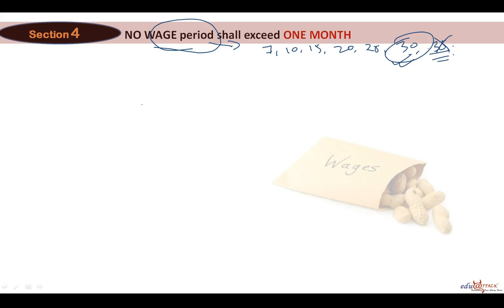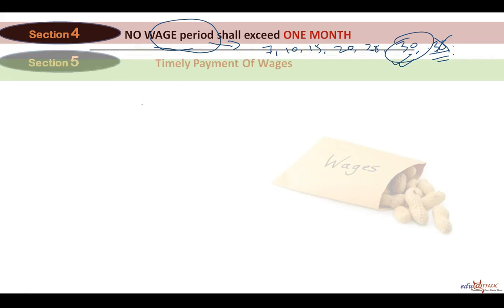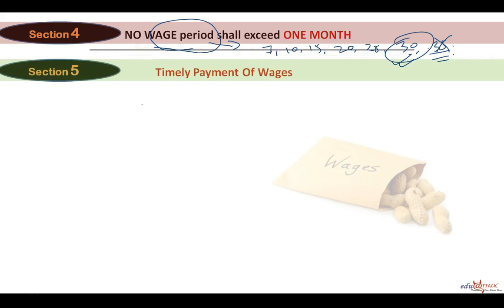This is basically a mutual understanding between an employer and employee. They carry a mutual understanding, and based on the understanding they prescribe the wage period. So if your wage period exceeds 1 month, then that will be the contravention of section 4. Now section 5 says timely payment of wages. The crux of the act comes here. Timely payment of wages.